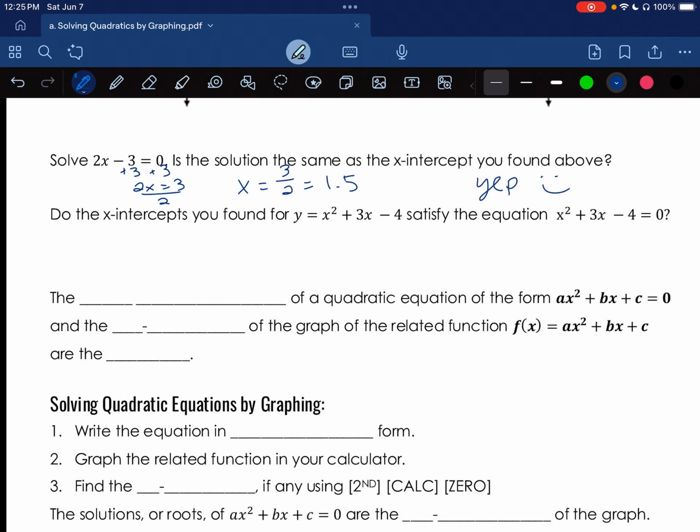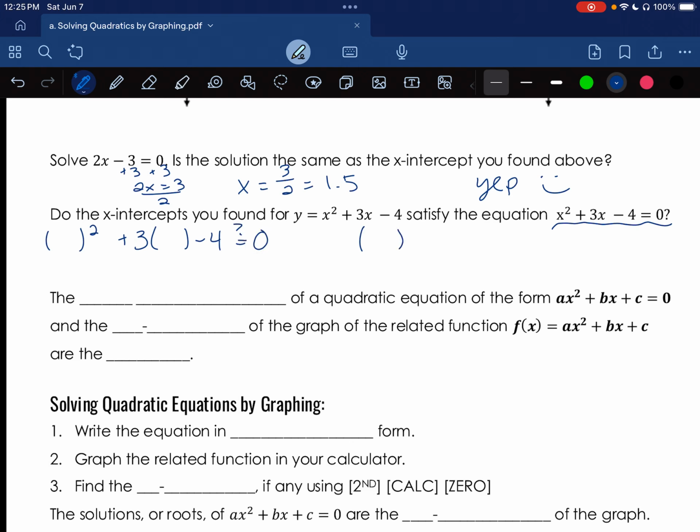Interesting. All right. Now I want to know if the x-intercepts that we found above, -4 and 1 for that parabola, satisfy this equation, where I've just taken that quadratic expression and set it equal to 0. So let's see. We're going to plug them in. So we check this just by plugging them in and seeing if we get out 0.